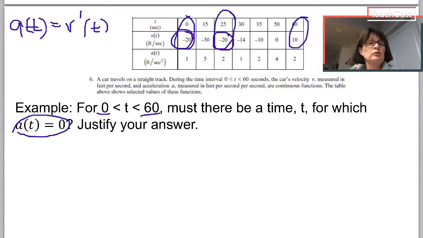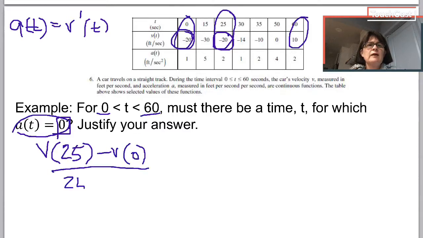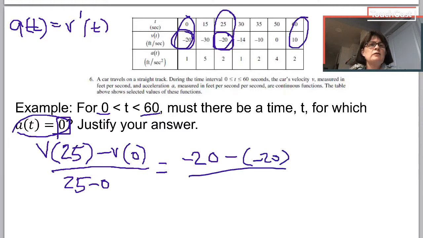And I'm going to compute the average rate of change. I'm expecting it's going to be 0. I tried to hand pick those so that I would get 0. Let's just prove that I got it right. I'm going to practice making sure I use the correct function name and all the correct notation when I perform this computation. So I'm going to call it v of 25 minus v of 0 over 25 minus 0. That is v of 25 is negative 20 minus negative 20 over 25 minus 0 is 25. And I do, in fact, have a numerator now of 0.